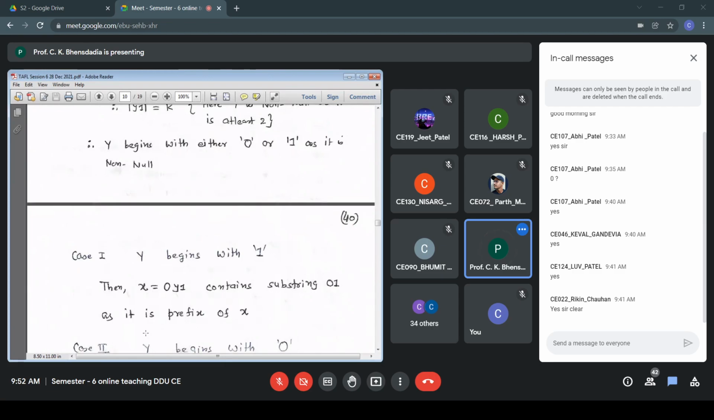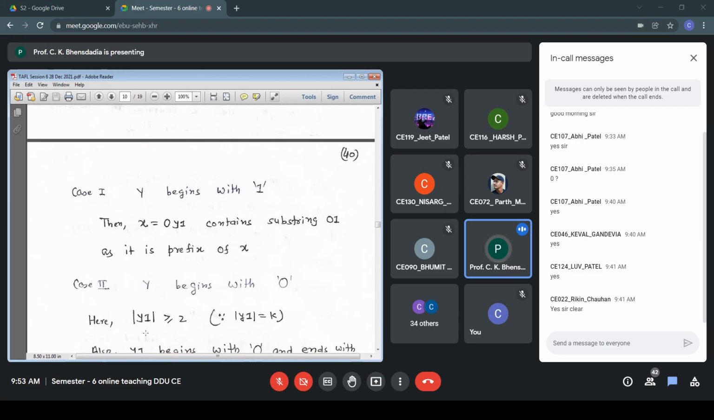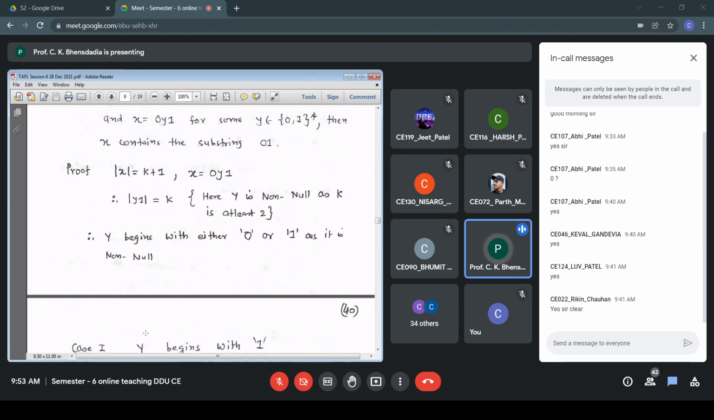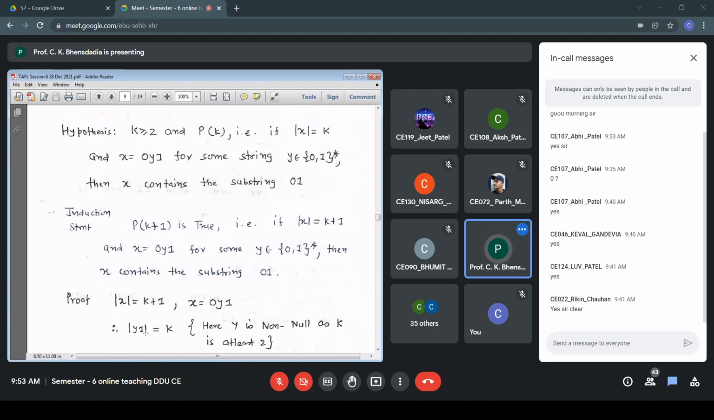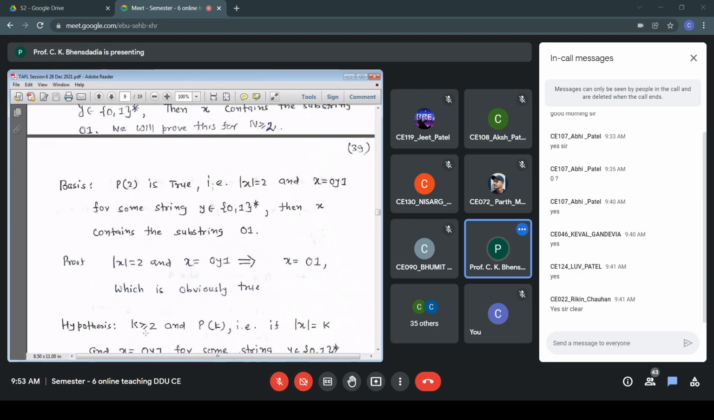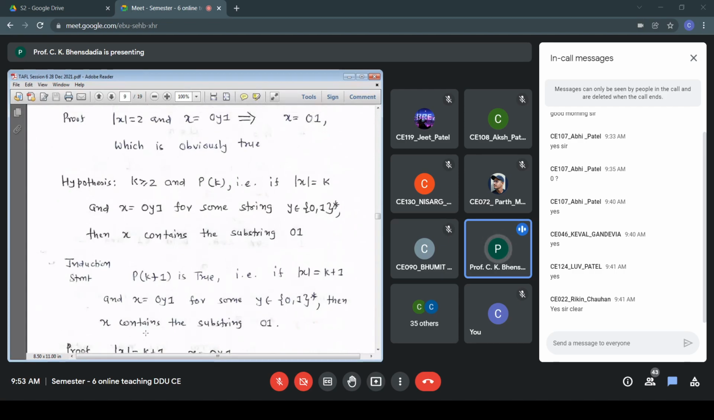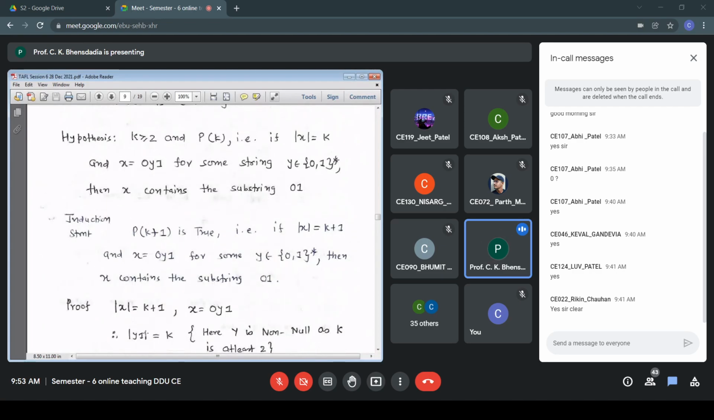Case number 1, y begins with 1. We proved that. Then y begins with 0. That also we proved. So we categorically focused on y1 because that particular string has length k. Given that x has length k plus 1, x equal to 0, y1. So when we focus on y1, its length will be k, because ultimately I want to use the hypothesis. For easily proving the statement, I am using the hypothesis. Therefore, I focused on y1 because its length is k.